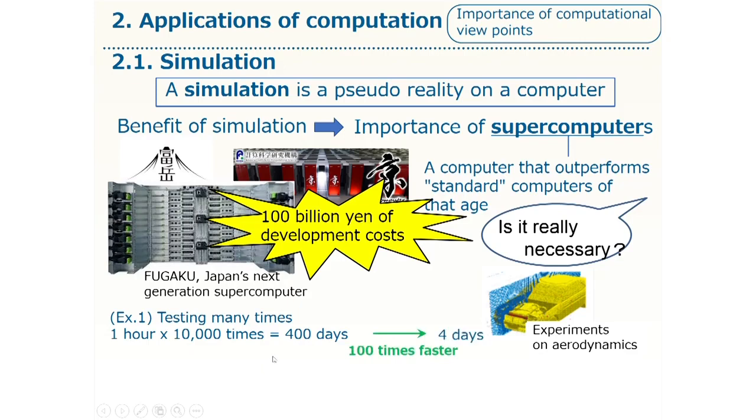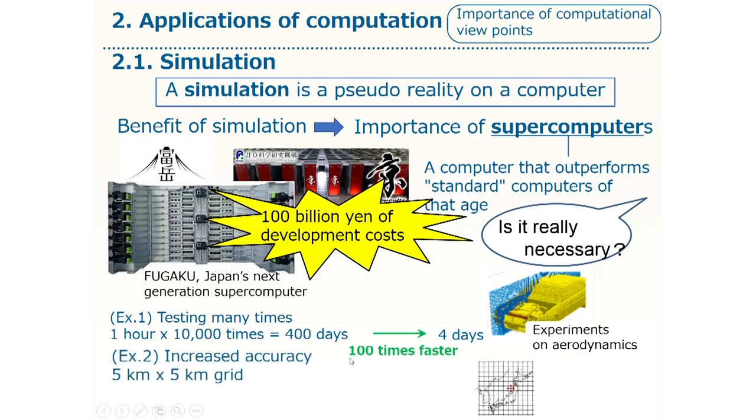However, if the supercomputer becomes 100 times faster, then you can shorten that experiment from 400 days to just 4 days. That is to say, what would have taken you over 1 year to conduct a wind tunnel experiment can now be completed in just 4 days. That means when you design a car, you will be able to try out many new designs over and over again.